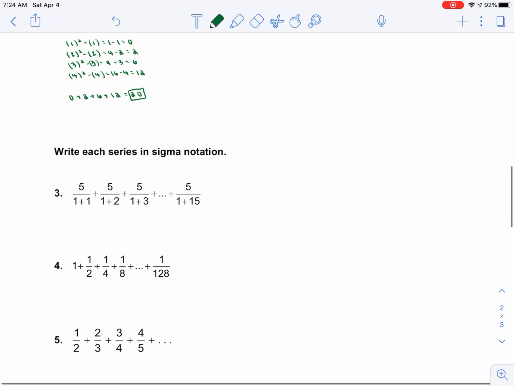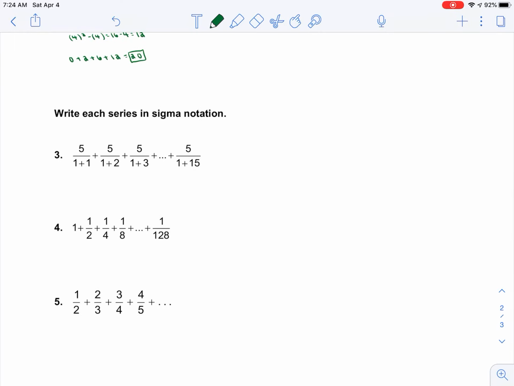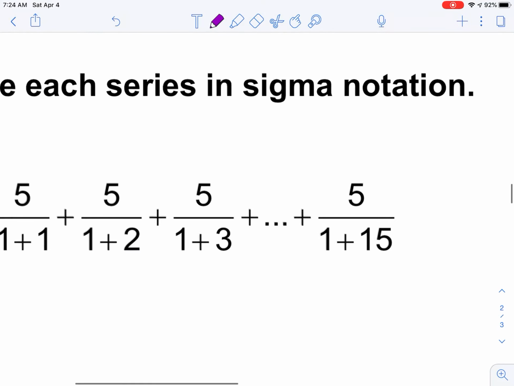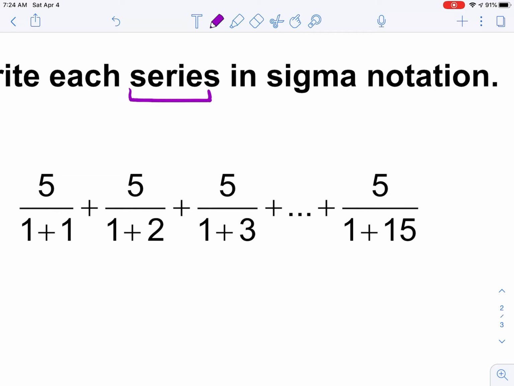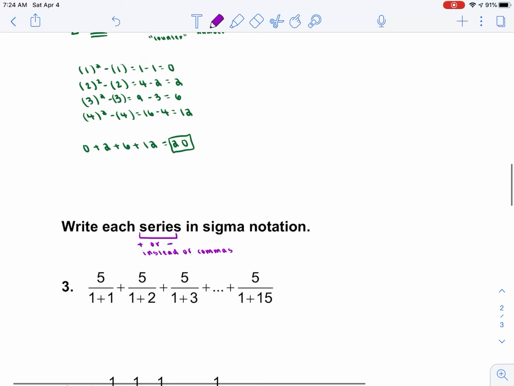Now, the final part of this is writing a series in sigma notation. What is the difference between a series and a sequence? A series is when you have a list of terms, but there are pluses or minuses in between the terms instead of commas. A series is what you create when you're actually adding the terms together.